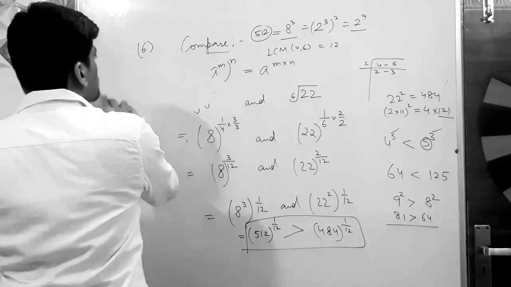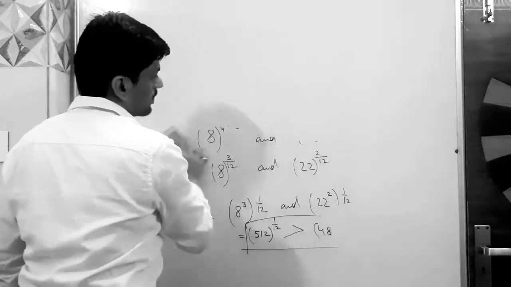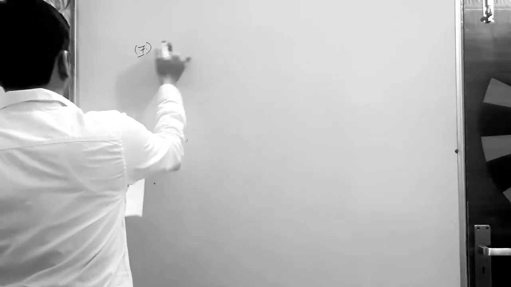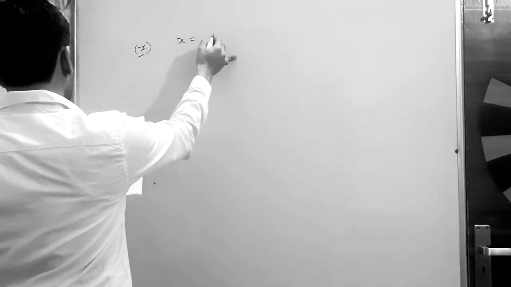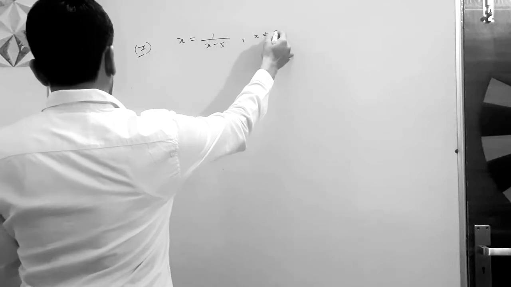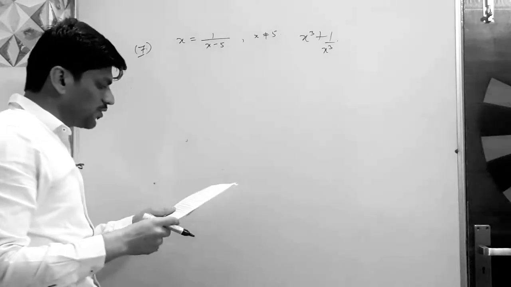Now let us do the next question. Question number 7. Now question number 7 is: if x equals 1 over x minus 5 and x is not equal to 5, then find the value of x cube plus 1 over x cube. This value we are required to find.